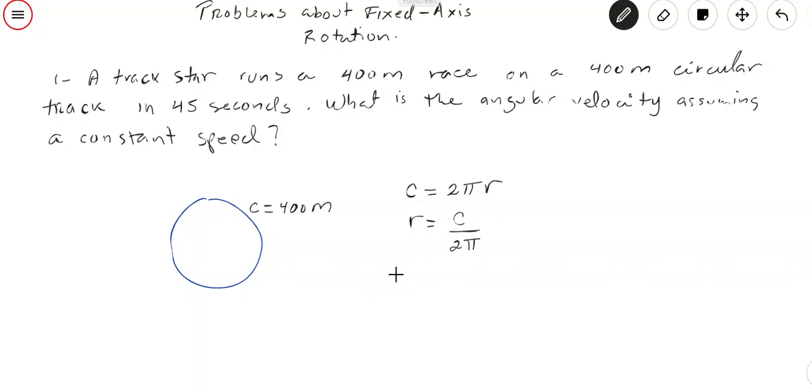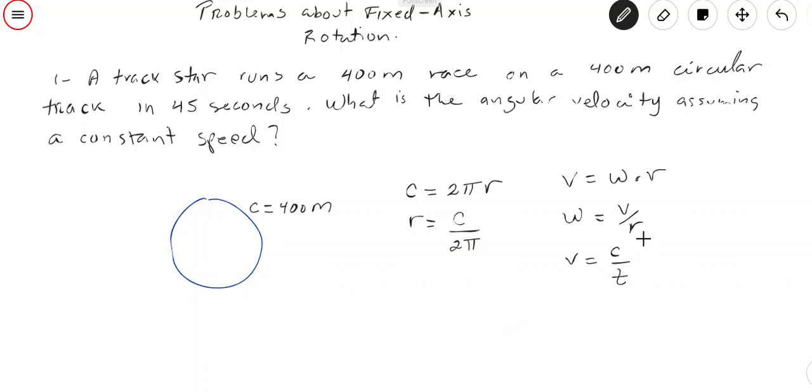Because to find the angular velocity, I need to know the radius, because we know that the linear velocity is equal to the product of the angular velocity times the radius. So if I solve for the angular velocity, I have that angular velocity is equal to linear velocity divided by the radius. Now, what is, in this case, the linear velocity? The linear velocity is distance divided by the time. So the distance is the circumference divided by the time, right?